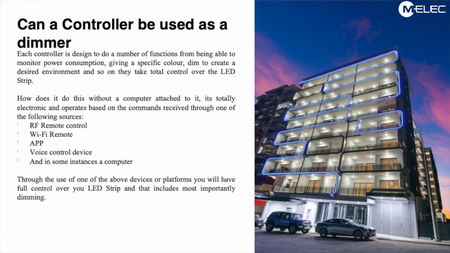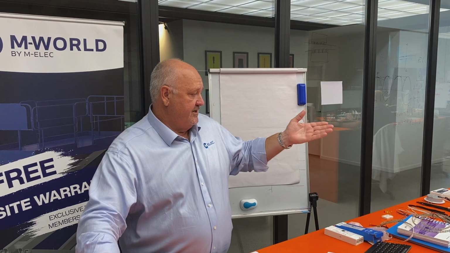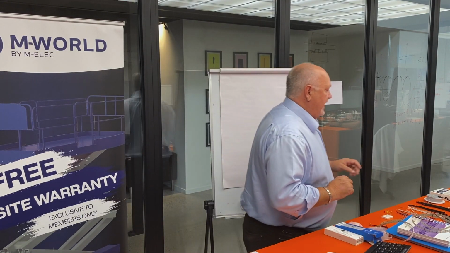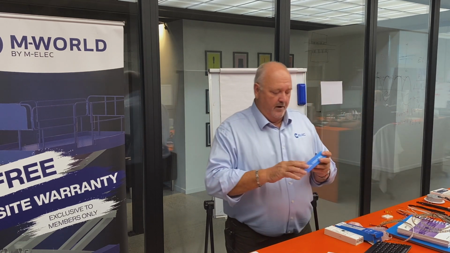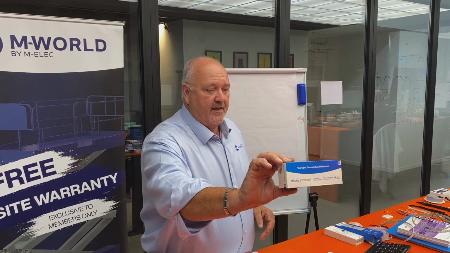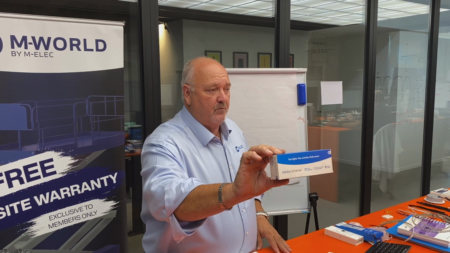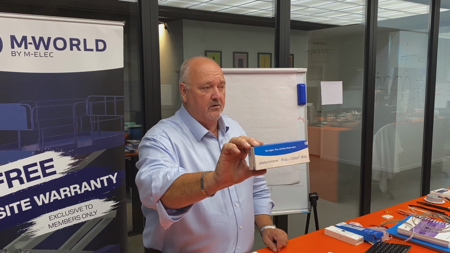Can a controller be used as a dimmer? Sure can, because this is, like we mentioned before, the 1009 FAWI, or as we call it, the FAWI Wi-Fi remote. It's got an RF remote control, which is these little devices here. We've got the Stitchy 5 channel, which will allow you to control it by voice. So we've got that, which is available, and which will allow app and voice control.